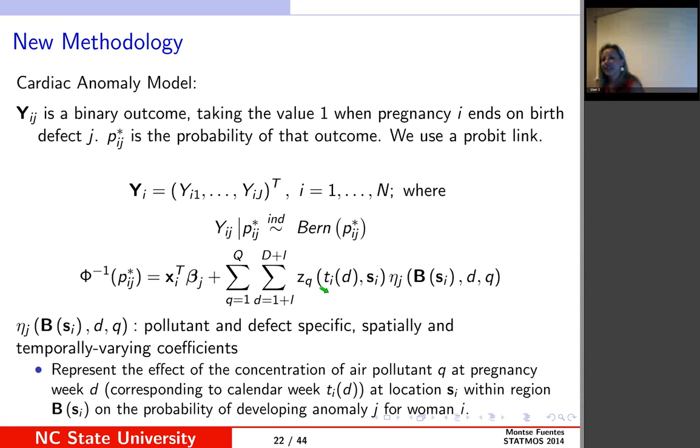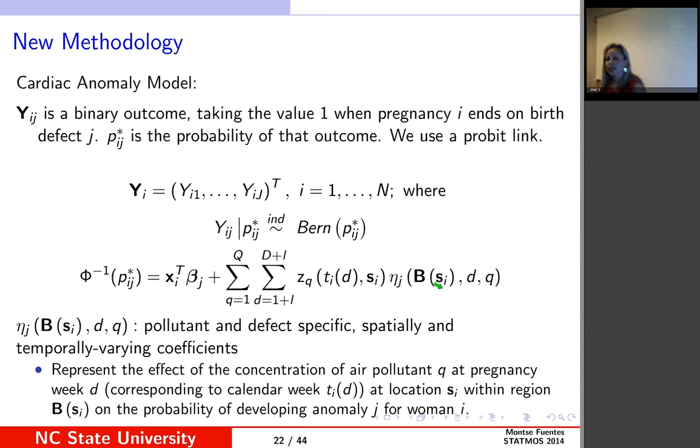So we'll have to make a transformation here to make sure that this week, the second week, week d, is transformed to a calendar week. That's when we observe the air pollution. So this is the calendar week for the pollution exposure. This is the location of interest. This is the pollutant q of interest.